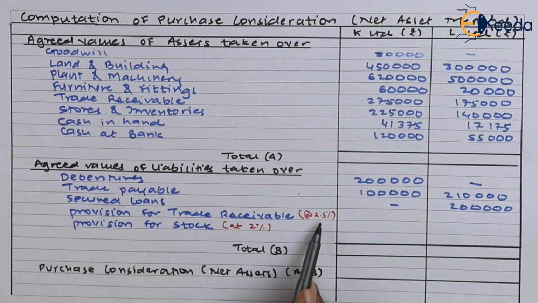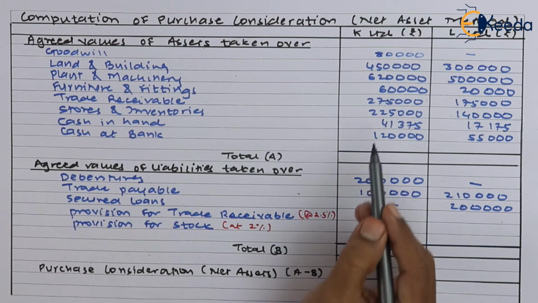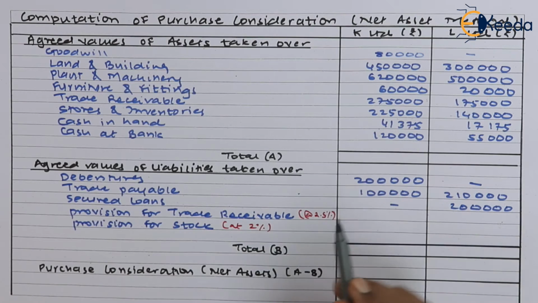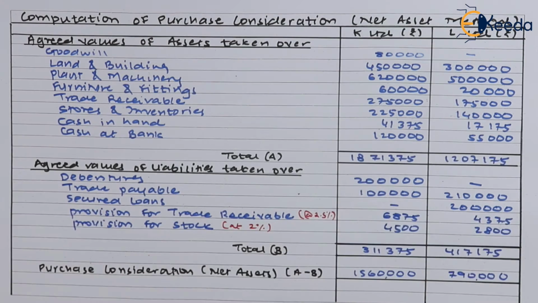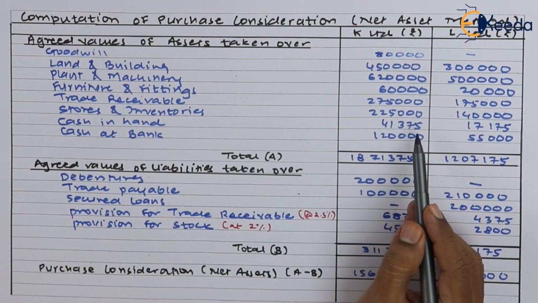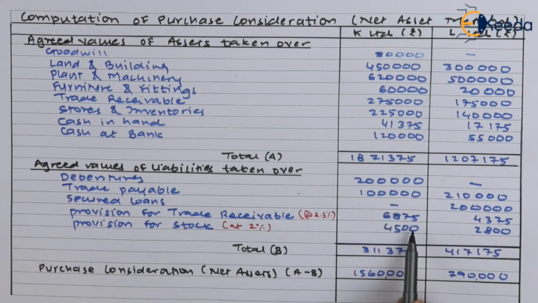One thing I have to calculate is provisioning for your trade receivable and provisioning for your stock. I will record that now on the basis of amounts standing on your asset side. So let us calculate 2.5% on trade receivable and 2% on the stock. Friends, you can notice, based on trade receivable and stock and inventories, I have recorded all the provisions. In that way, your total assets minus total liabilities taken over will give you the PC calculation.